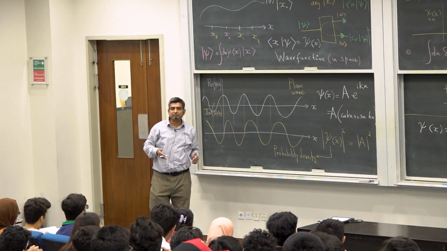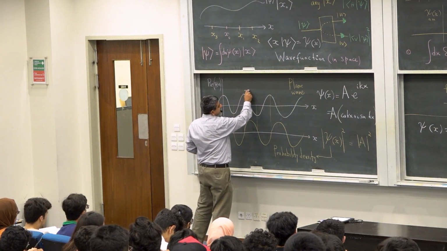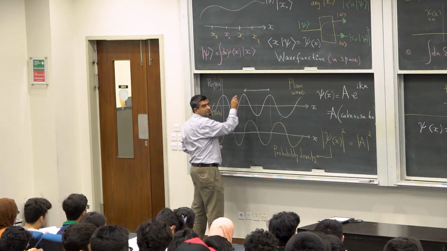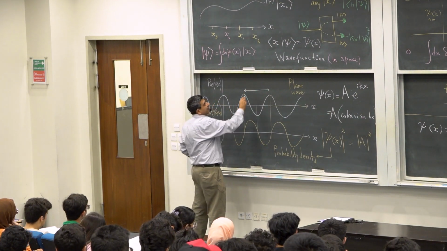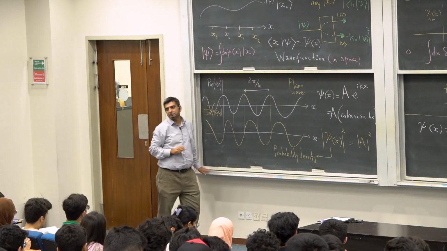Period. Let's not call it the period because this is space. This is the kind of distance. This is distance between these points that are in phase. In fact, it's 2 pi over k. This distance is 2 pi over k.